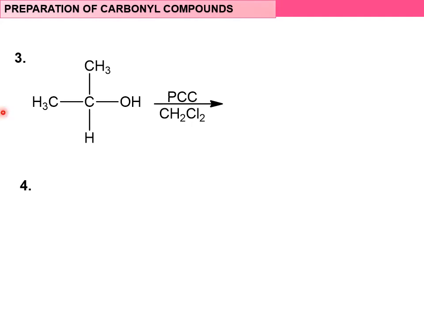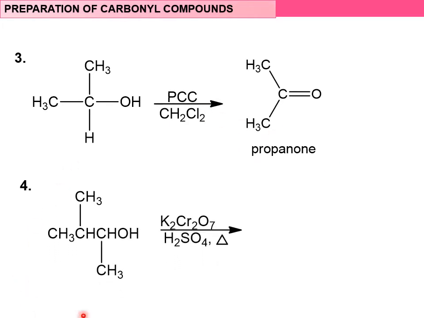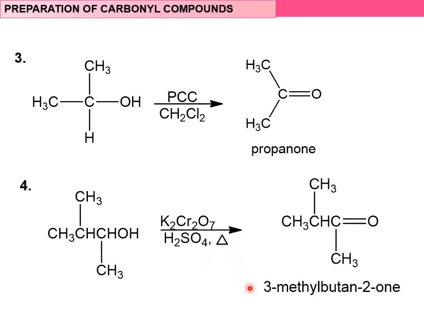For our third reaction, let's look at the structure of this alcohol. This is a secondary alcohol. So we're going to use pyridinium chlorochromate in anhydrous media, CH2Cl2, and we are going to get propanone, a ketone. For the fourth reaction, we're going to use also a secondary alcohol. This time, we are using a strong oxidizing agent, potassium dichromate in acidic environment and heat. The product would be 3-methyl-2-butanone.